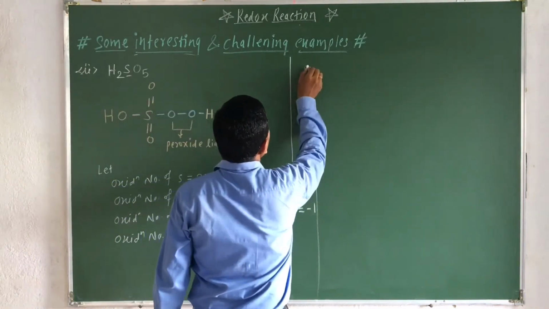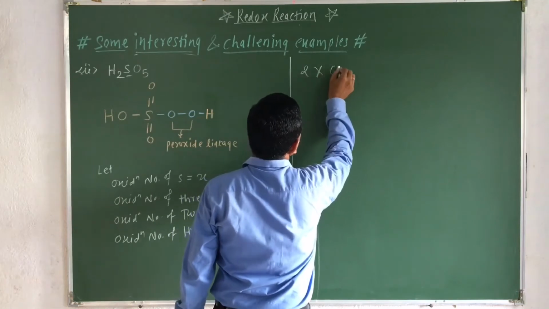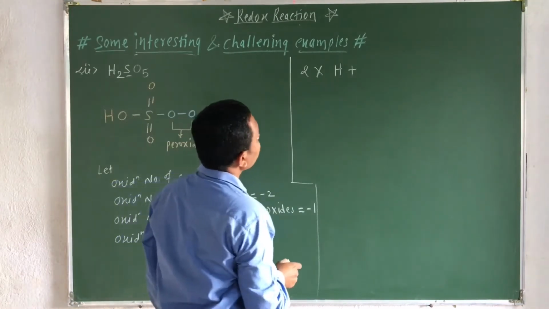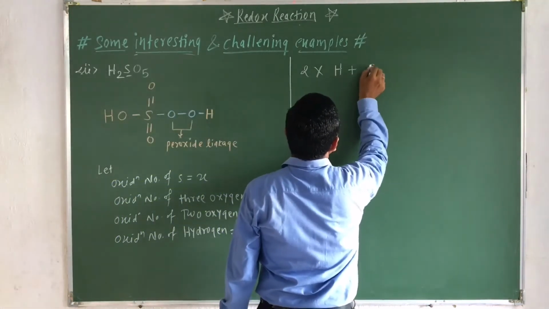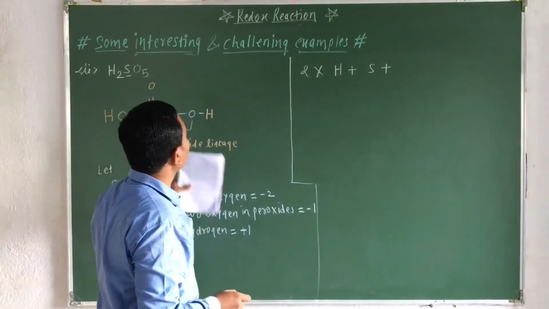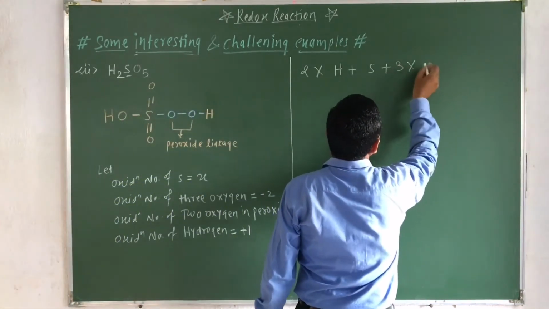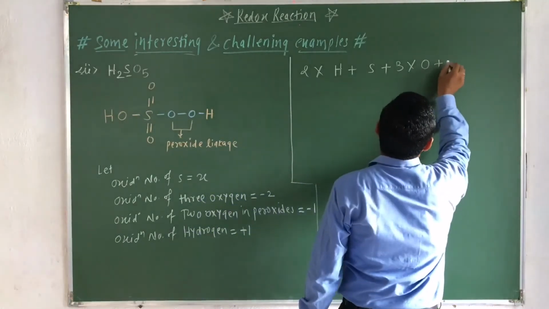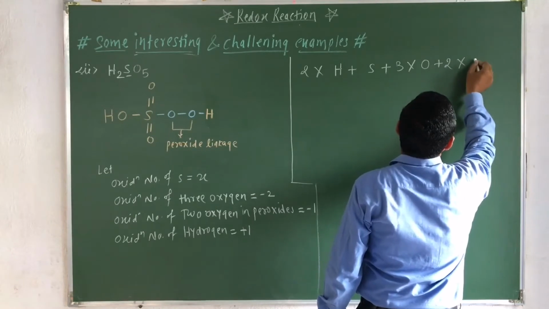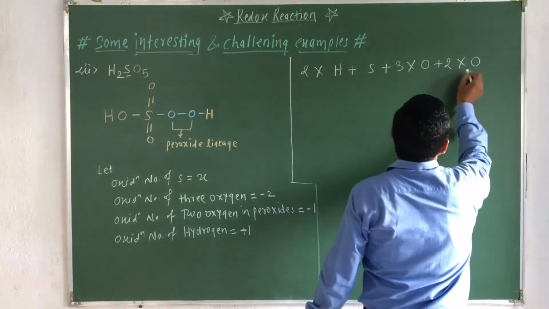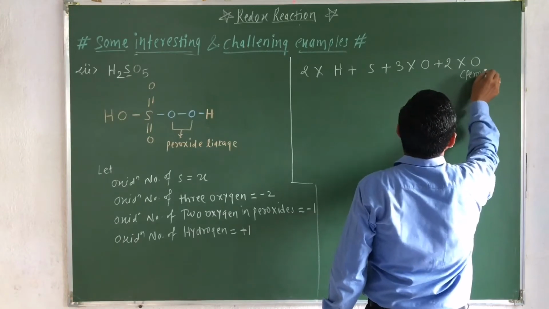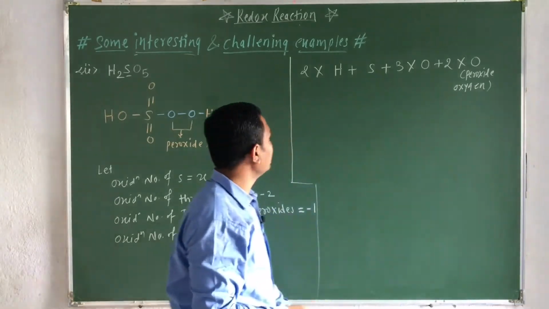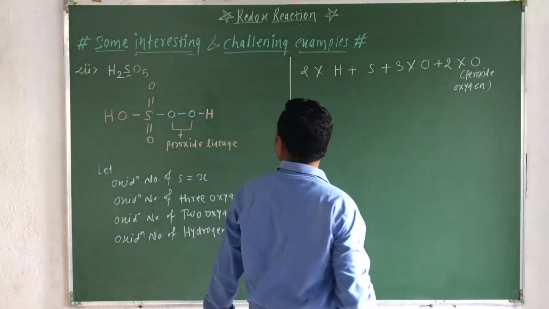Now we will not write the whole equation. What are we going to write now? 2 into the oxidation number of hydrogen. I will represent it in the form of symbols, plus the oxidation number of sulfur, plus 3 into the oxidation number of oxygen, plus 2 into the oxidation number of oxygen, and now I will write it as peroxide oxygen, to differentiate.